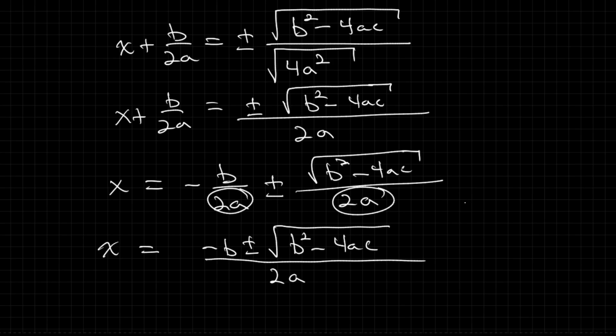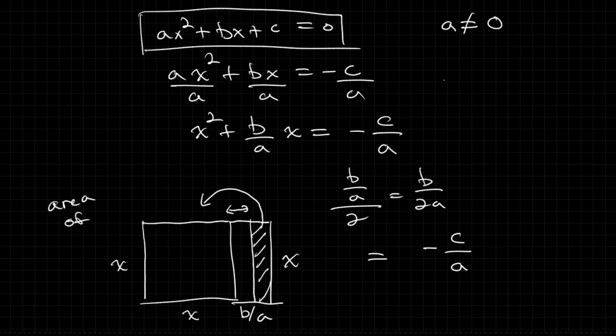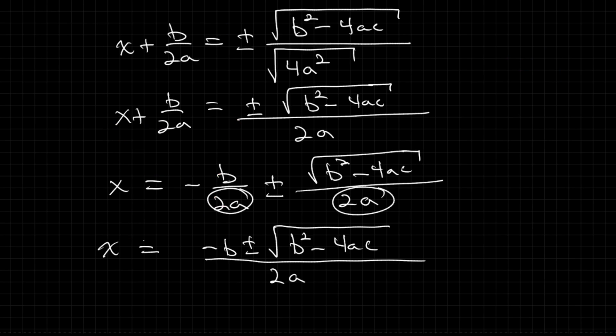And so I suppose the conclusion of this discussion is that the quadratic formula is simply taking a quadratic equation and completing the square and seeing what formula results. So you take your quadratic equation, you apply completing the square, and you arrive at the quadratic formula here.